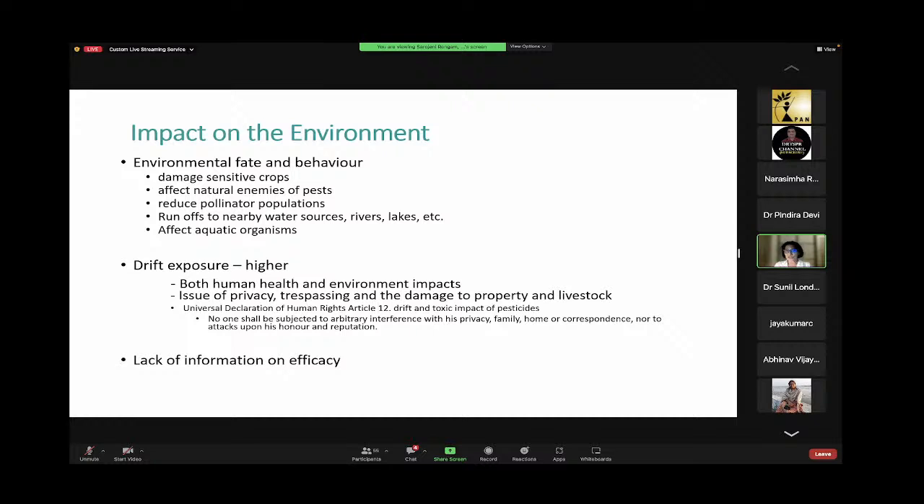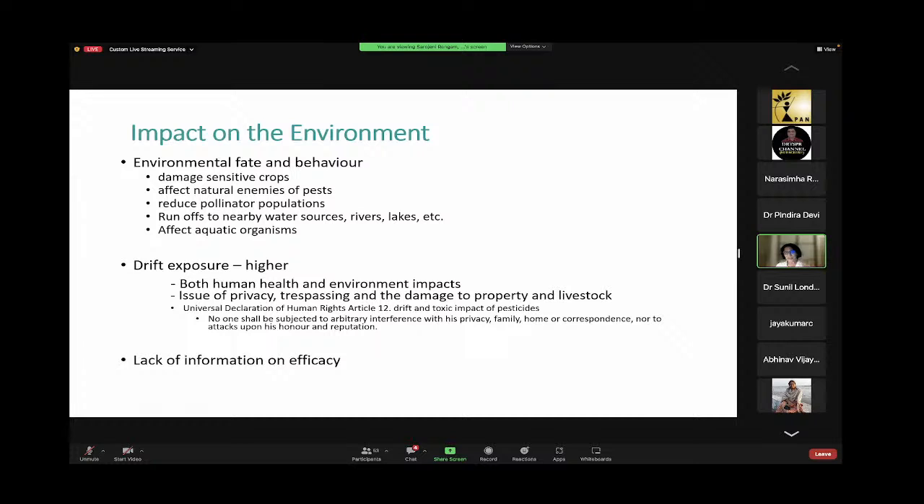It's going to affect natural enemies of pests. Pollinator populations like bees are going to be affected. The runoffs to nearby water sources, rivers, lakes, and the effect on aquatic organisms. So it's going to affect the whole ecosystem and the environment. So it's going to be a major problem. The drift exposure is higher, for both human health and the environment.